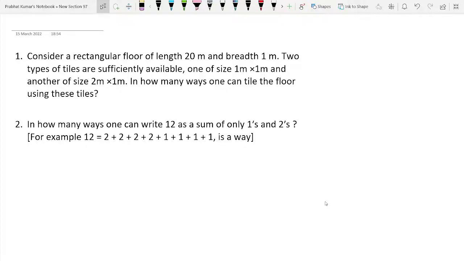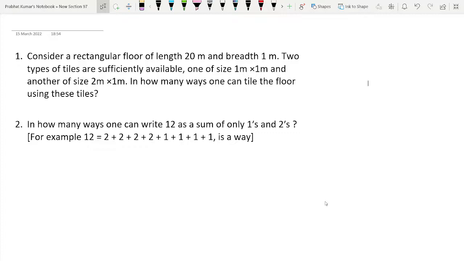Let us look at these questions. The first one asks, in how many ways can one tile a 20 meter into 1 meter rectangular floor using two kinds of tiles, one of size 1 meter into 1 meter and another of size 2 meter into 1 meter. In the second question, it is asked in how many ways can we write 12 as the sum of only ones and twos.